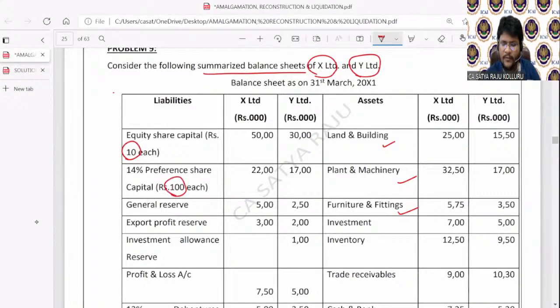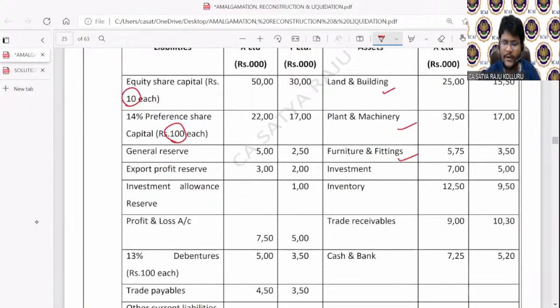Preference share capital, face value 100 rupees. General reserve is given. Export profit reserve is a statutory reserve. Sir, how to identify a particular reserve as a statutory reserve? For your stage, you are not in a position to identify whether the reserve is a statutory reserve or not. But you can easily identify such reserves and surplus which you are not aware of. I mean to say, you don't know what exactly the meaning of export profit reserve is. Then you can just put it as a statutory reserve.